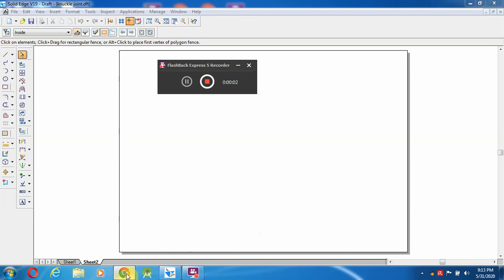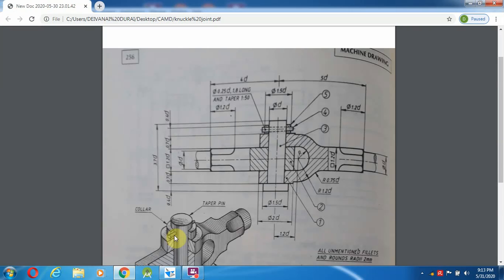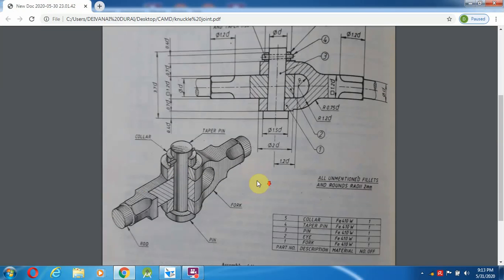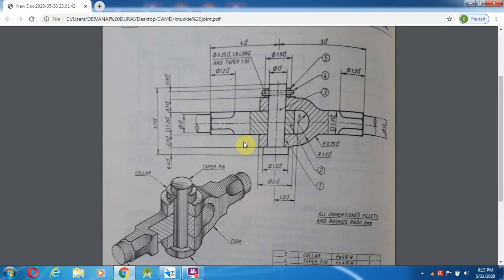Good afternoon. In this video we are going to discuss the knuckle joint. In this also, it is the same as the quarter joint.